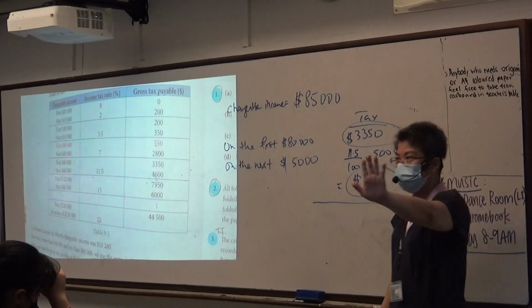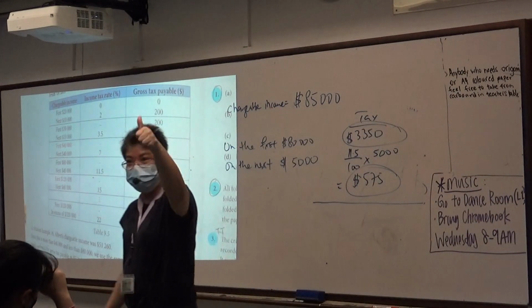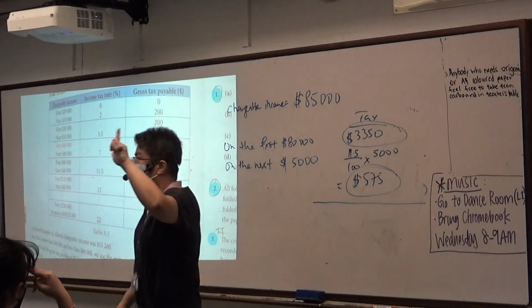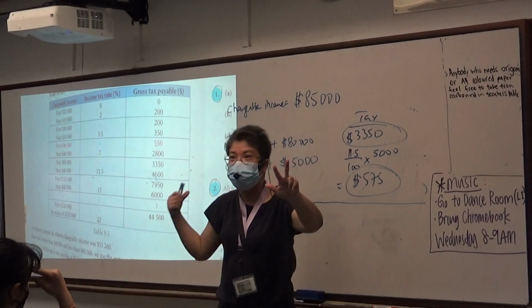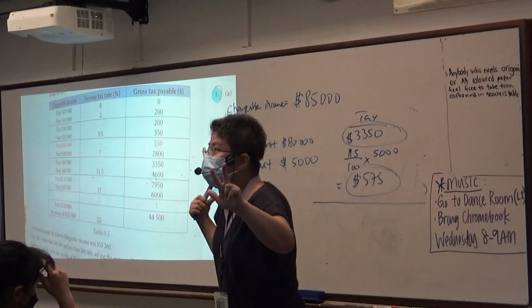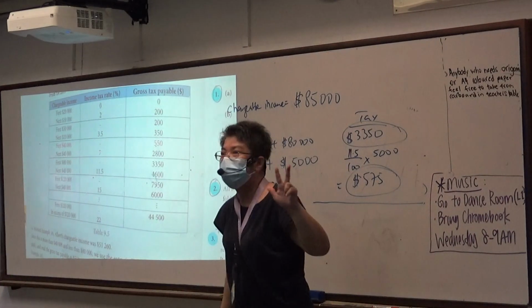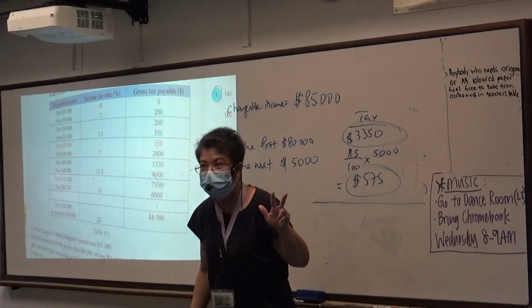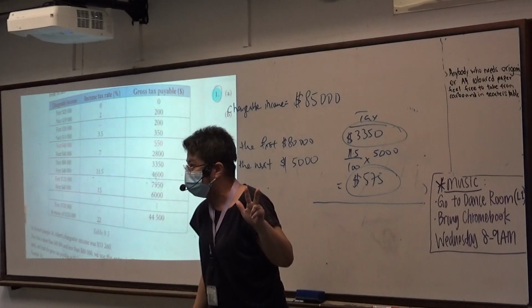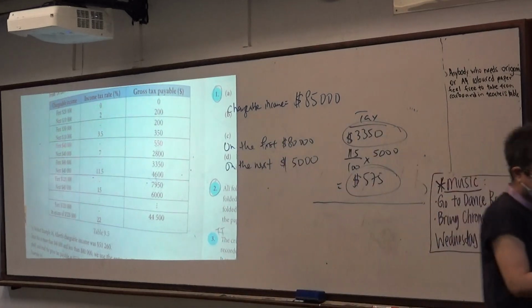So what have I covered today? Number 1, hire purchase. Number 2, foreign exchange. And number 3, what is this? Income tax. You must know which column to look at, or which row to look at. Is that clear to everyone? Yes or no? Yes. Okay, very good.